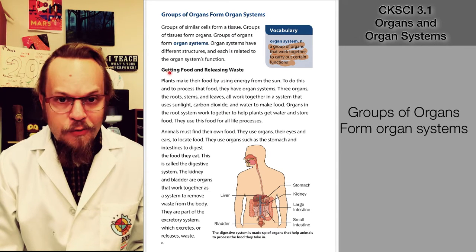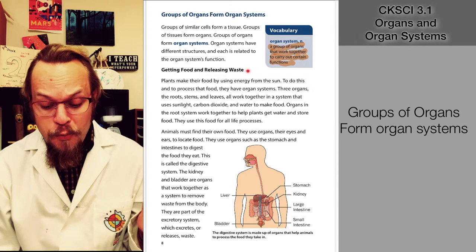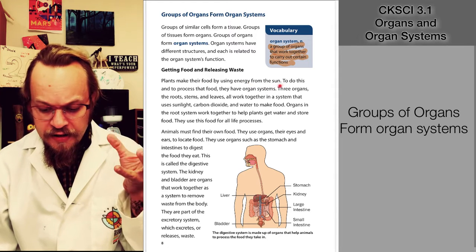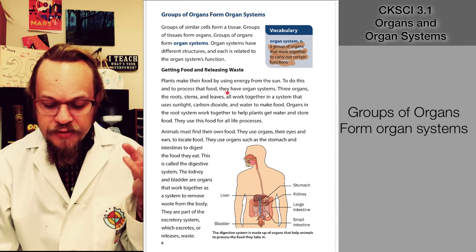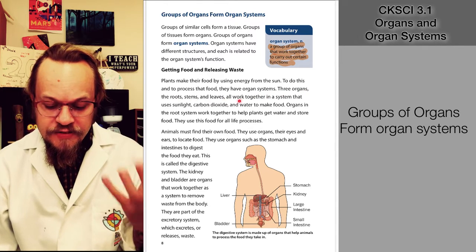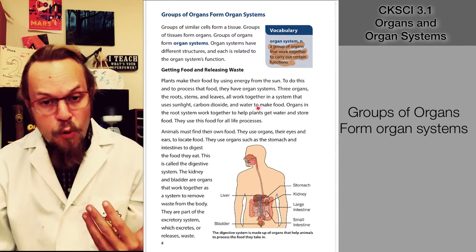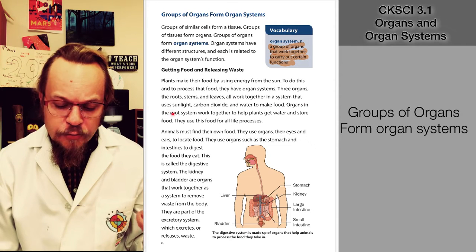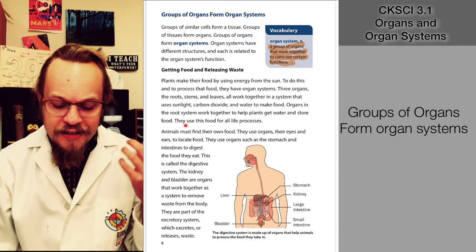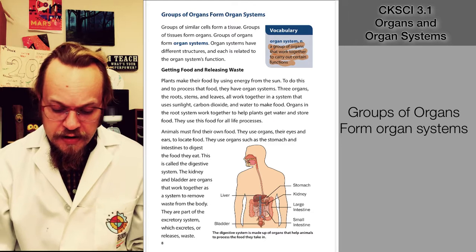So one organ system we have is to get food in and to release waste. Plants make their food by using energy from the sun. To do this and to process that food, they have organ systems. Three organs, the roots, stems, and leaves, all work together in a system that uses sunlight, carbon dioxide, and water to make food. Organs in the root system work together to help plants get water and to store food. They use this food for all of life's purposes, processes.